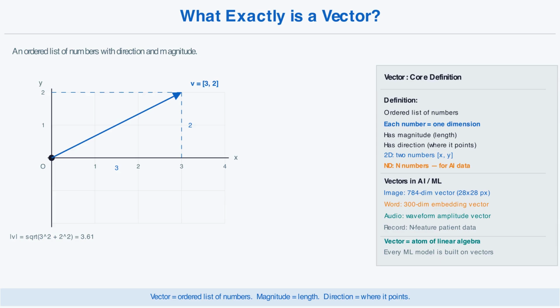Here is the insight that changes everything. Any piece of data you can imagine can be expressed as a vector. A 28 by 28 pixel image is a 784-dimensional vector, one number per pixel. A word in a language model is a 300-dimensional vector. A patient's medical record is a vector with as many dimensions as there are measurements. Everything in machine learning starts here.